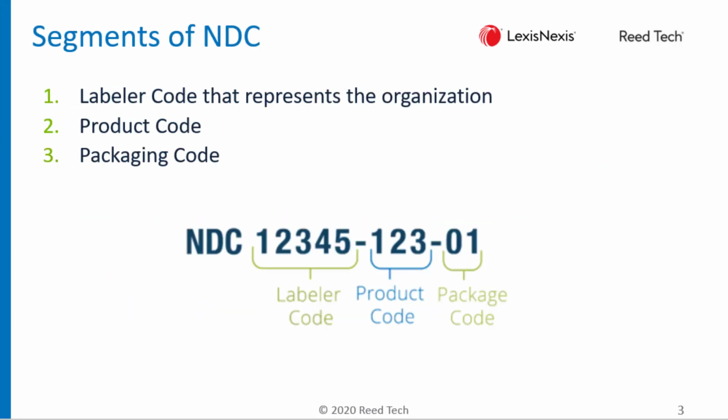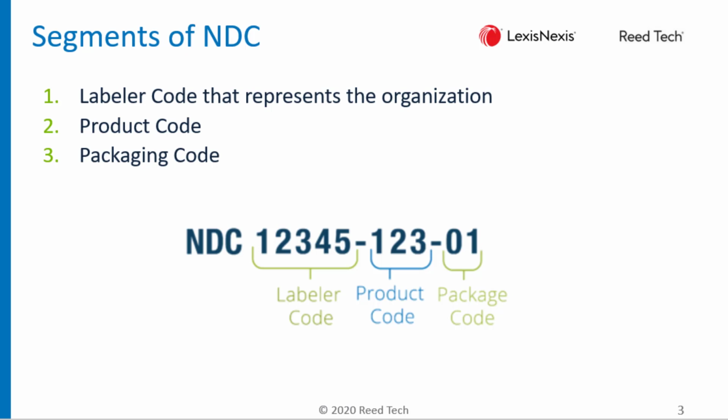Now, there are three segments to an NDC code. That first segment is the labeler code that represents the organization. The second segment is the product code. And the third segment is the packaging code. So a product code, this middle segment of the code, will represent what product has been registered. And then that third segment, the packaging code, will represent what packaging level of a product it might be.